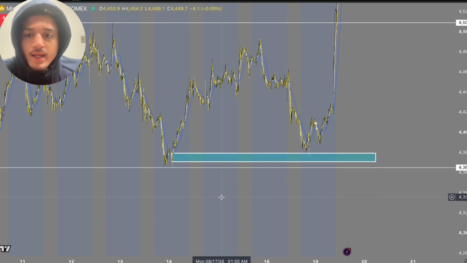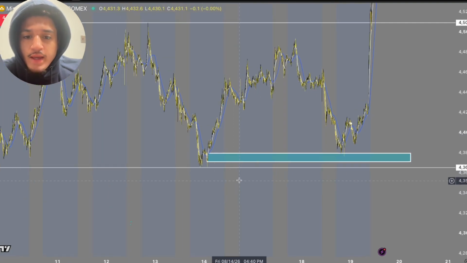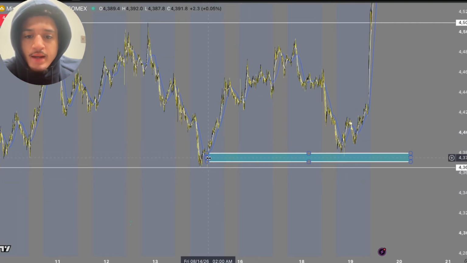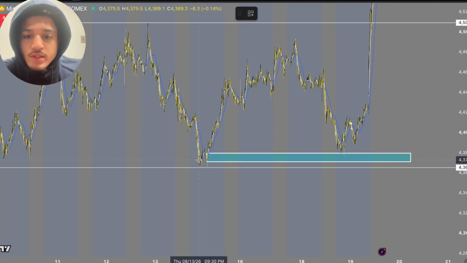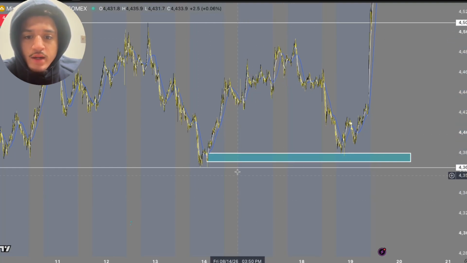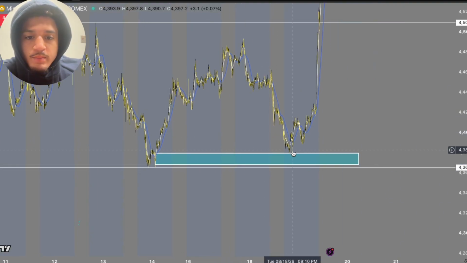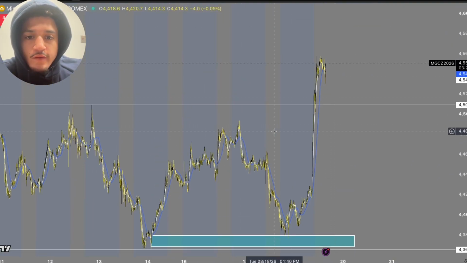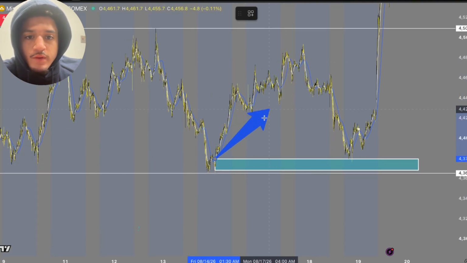The way regular people trade supply and demand is they look for demand at the start of a move. As you can see here, this whole big move starts all the way down here. So they would draw their demand zone down here, wait for price to push back into it, and reject off. Now that's not what I do. I actually trade somewhere in the middle of the move.